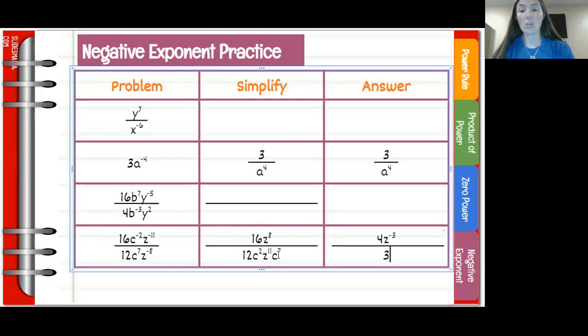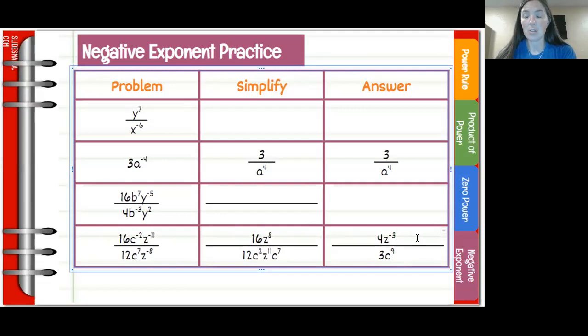Then we have these two C values that could go together because they have the same base. They are multiplied, so we would add. So 2 plus 7 would make C to the 9th. So then we would have to actually get another solution. We would have to finish reducing.